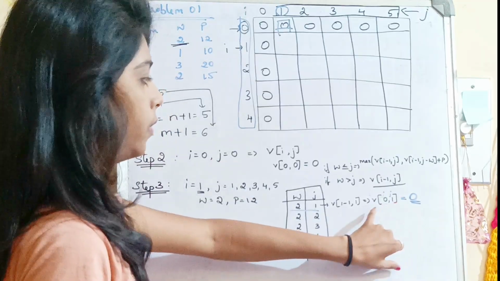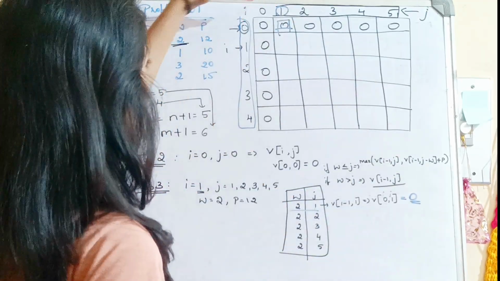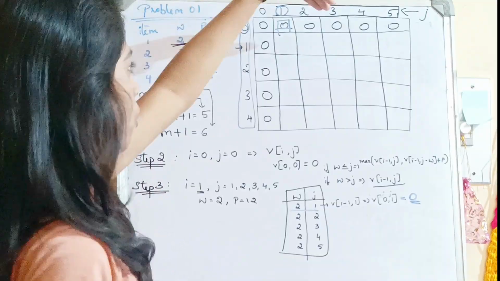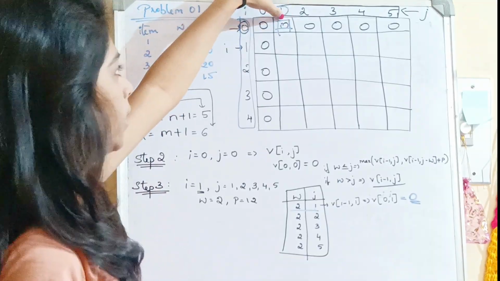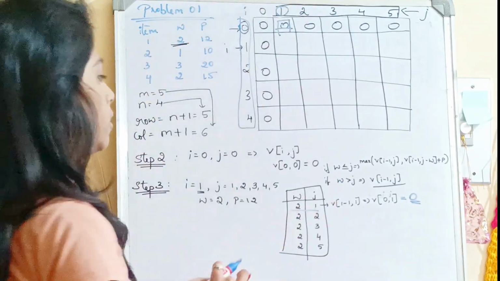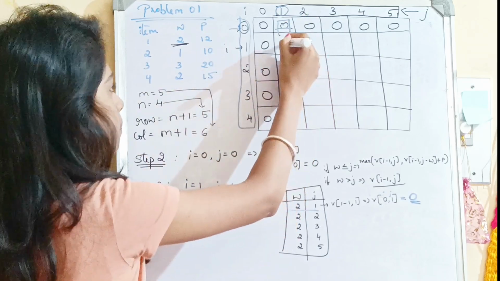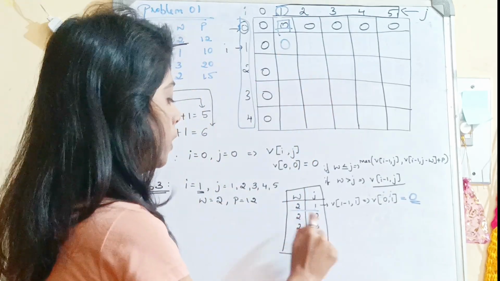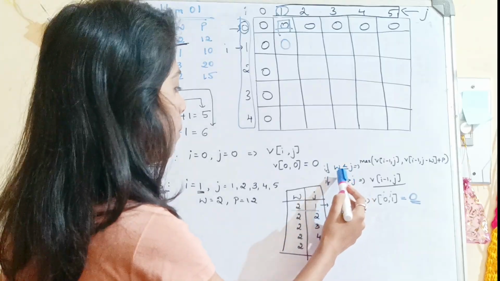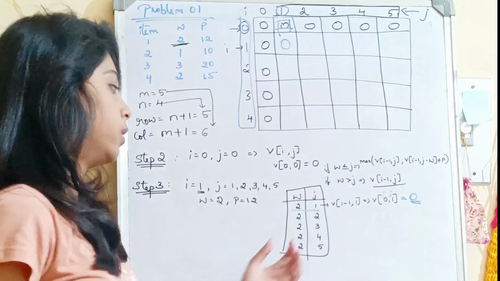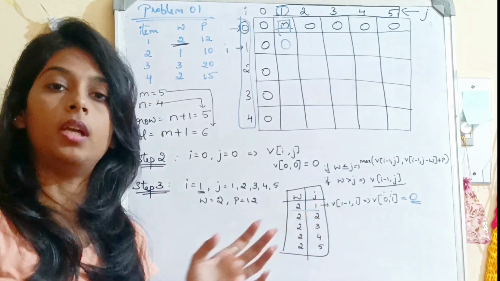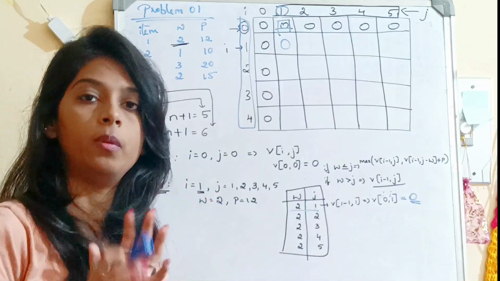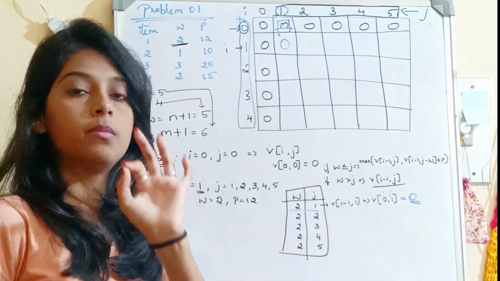So this is V of 0 comma 1. So 0 comma 1. 0th row and 1 column. Which value do we have? We have 0. So the answer for this block is 0. Got it? We have 2 and 2 means W is lesser than or equal to J. W is equal to J. When the weight is equal to J, then we will be using this formula, the maximum formula.